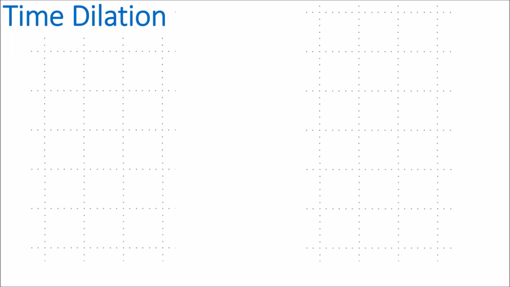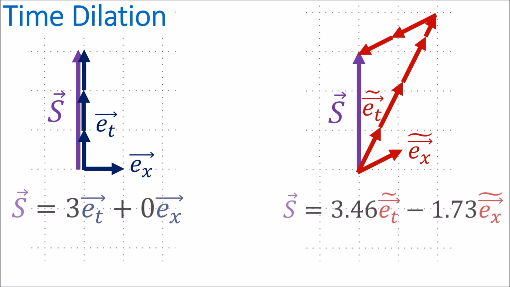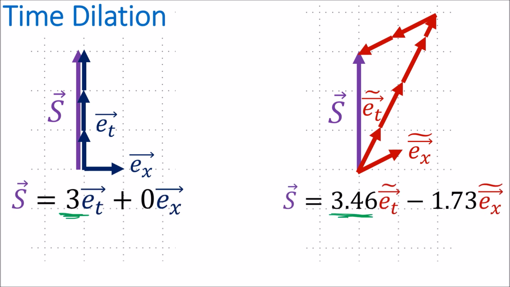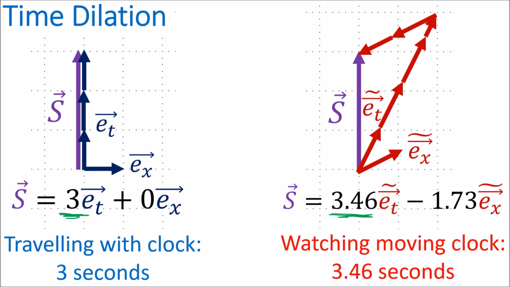In this video, we'll see that time dilation is just measuring the same spacetime vector in two different reference frames. In different reference frames, the vector has a different time component, and so different reference frames will measure the time between two events differently. This first reference frame is moving with the clock, and it counts 3 clock ticks, or 3 seconds, along the vector s. The second reference frame is moving with respect to the same clock, and it sees the 3 clock ticks happen in 3.46 seconds, which is longer than expected. The moving clock appears to be ticking slowly.